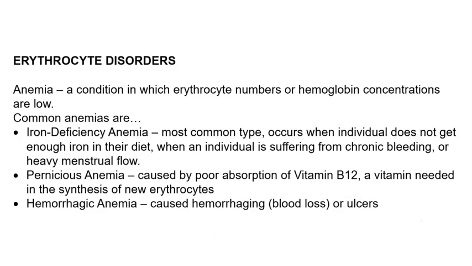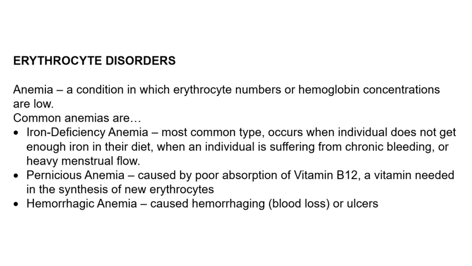Next, we will examine some disorders of erythrocytes. The first of which are referred to as anemias. There are many different underlying causes of anemias. However, all of them are similar in that the term anemia describes a condition in which the erythrocyte numbers are decreased or hemoglobin concentrations are decreased.